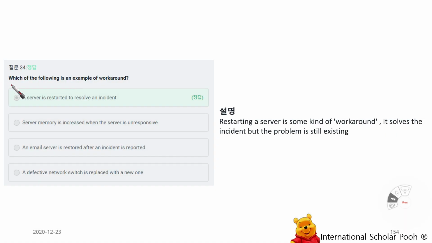Which of the following is an example of a workaround? A server is restarted to resolve an incident. Restarting a server is a kind of workaround. It solves the incident, but the problem still exists.